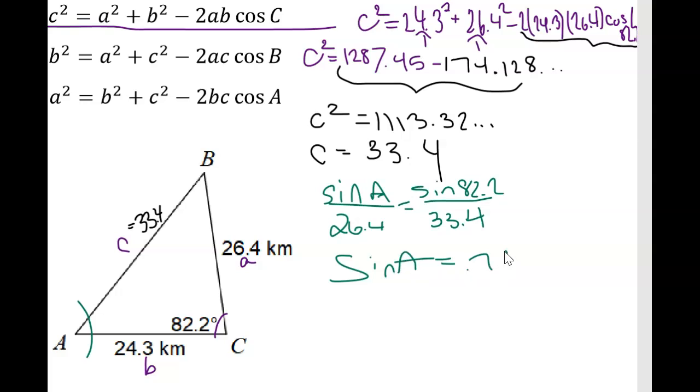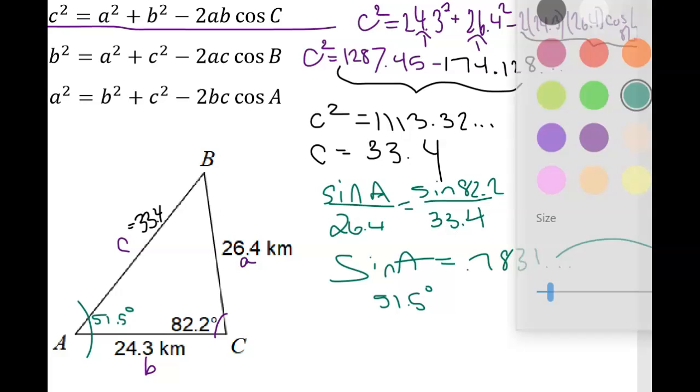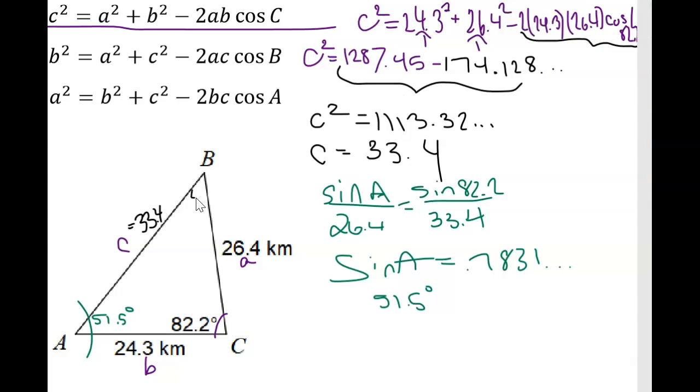So we've got 0.7831, and I'm going to do inverse sine of the previous answer, which gives me an angle of about 51.5 degrees. Once you have the first two angles, you no longer need the law of sines or the law of cosines to find the third angle. Just add and subtract from 180. So that gives us the remaining angle as 46.3 degrees, and we have solved this entire triangle.